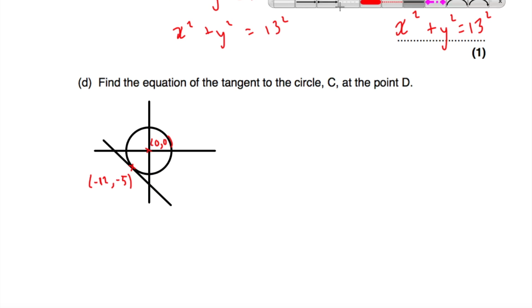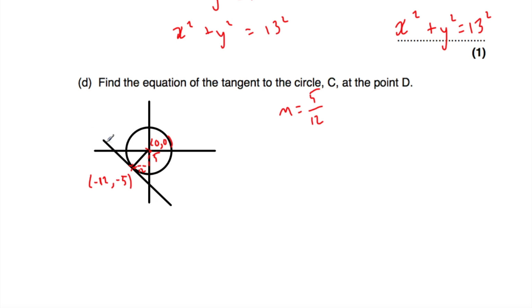So let's draw on the radius. That's D and that's O, so that's the line DO, the radius of the circle. If we can find the gradient of the radius, then we can find the gradient of the tangent, and then we can find the equation of the tangent. Just remember that the radius and the tangent are perpendicular to each other. They meet at 90 degrees. So let's find the gradient of the radius first. To get from D to O, we go across 12 and up 5. So the gradient, m, is equal to the rise, which is 5, divided by the run, which is 12. So the gradient of that radius is 5/12.